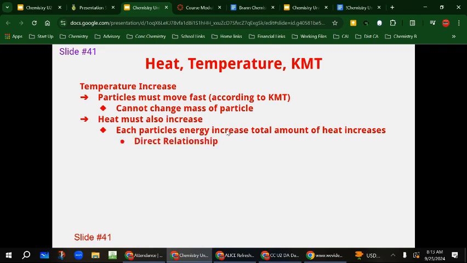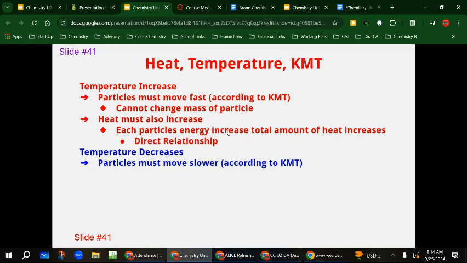By the way, this is a direct relationship. If temperature increases, heat also increases. By the way, what's the other direct relationship to? If temperature increases, heat increases, what else increases? Kinetic energy. Thank you. Kinetic energy also increases. If temperature decreases, the particles must move slower. The particles must move slower. Since we cannot change the mass of the particles, that is the only way temperature can decrease in a substance.